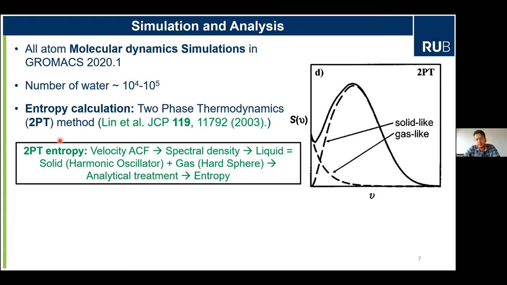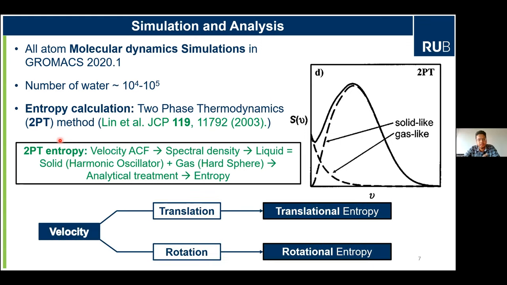The other advantage of this method is that, from MD simulation trajectories, we can get both the translational and the rotational velocities of water molecules. So using this method, we can get both the translational and rotational contributions to the liquid entropy, or water entropy.